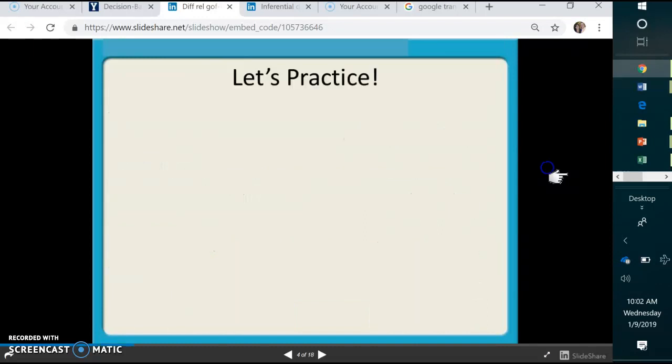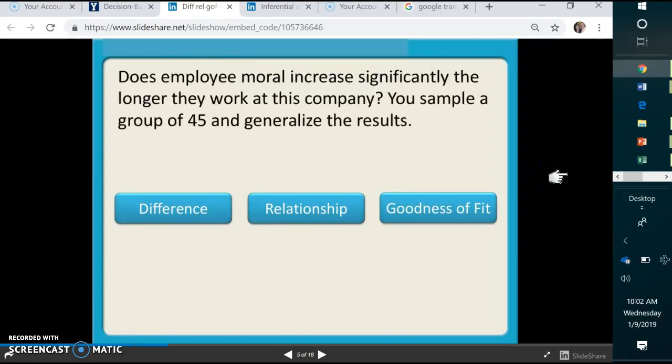Okay. So now let's practice. Could you read that one? Yeah. Does employee morale increase significantly the longer they work at this company? You sample a group of 45 and generalize the results. So it looks like we're looking at the increase of employee morale and the length of time that they work at the company, to see if there's a relationship between those two. So that seems to be a relationship question.